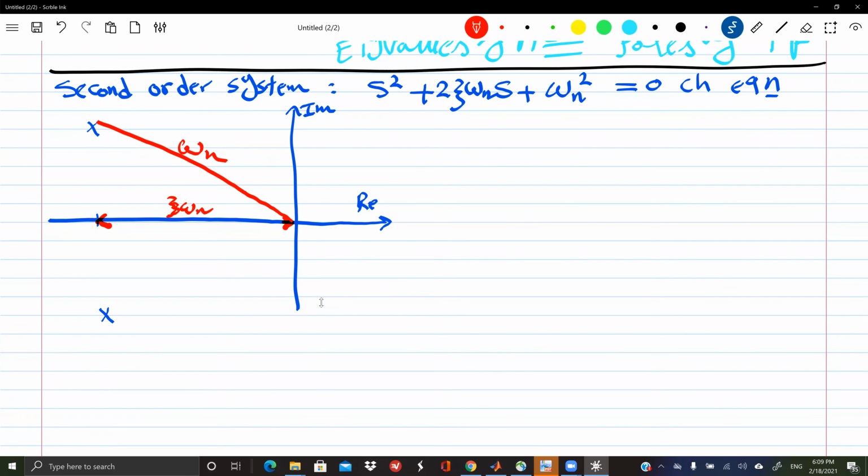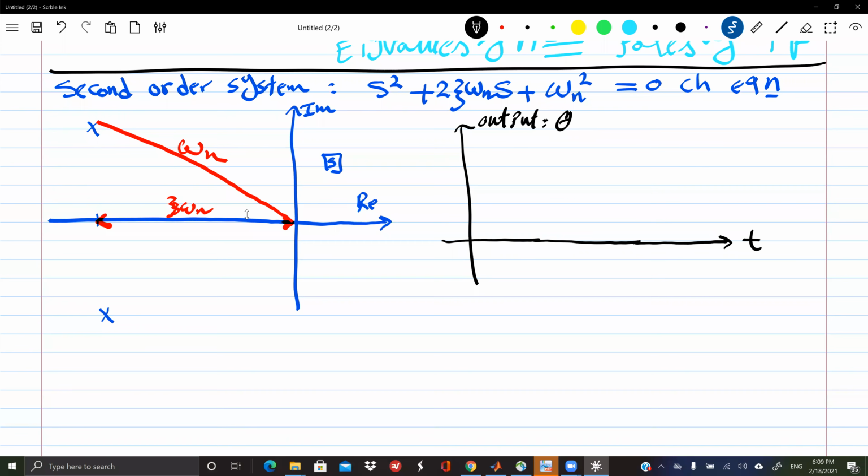Of course. Now we're going to the real thing, because we don't like the S domain, right? This is the S domain. It's a fictitious domain. We like the time domain. It's real, we see it. And this is the output of my system, like in the airplane, this is theta, the pitching angle of the airplane.